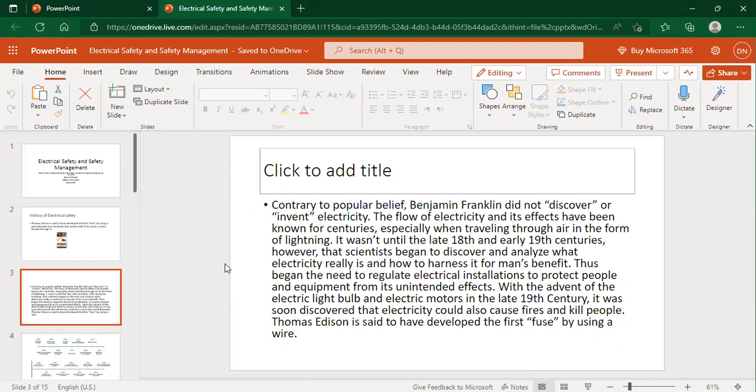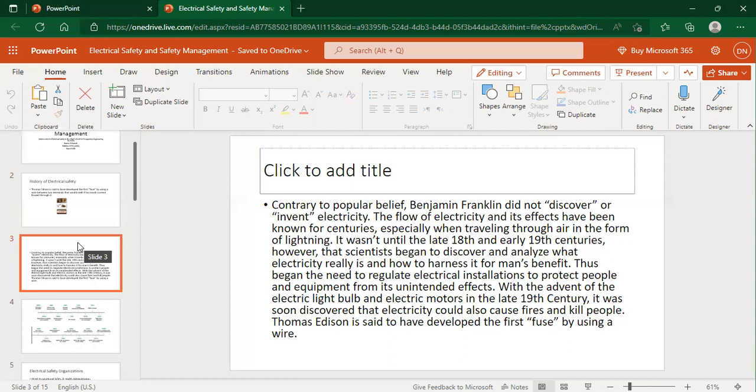With the advent of the electric light bulb and electric motors in the late 19th century, it was soon discovered that electricity could also cause fires and kill people, though Thomas Edison is said to have developed the first fuse by using the wire.